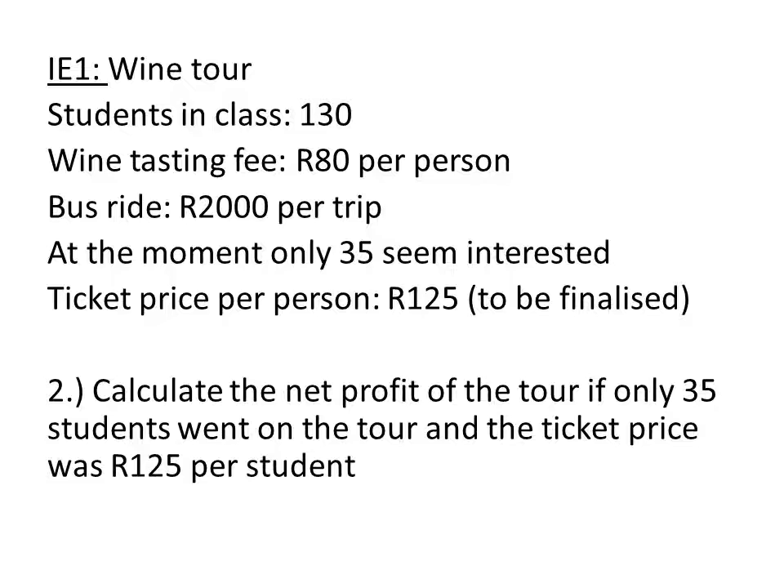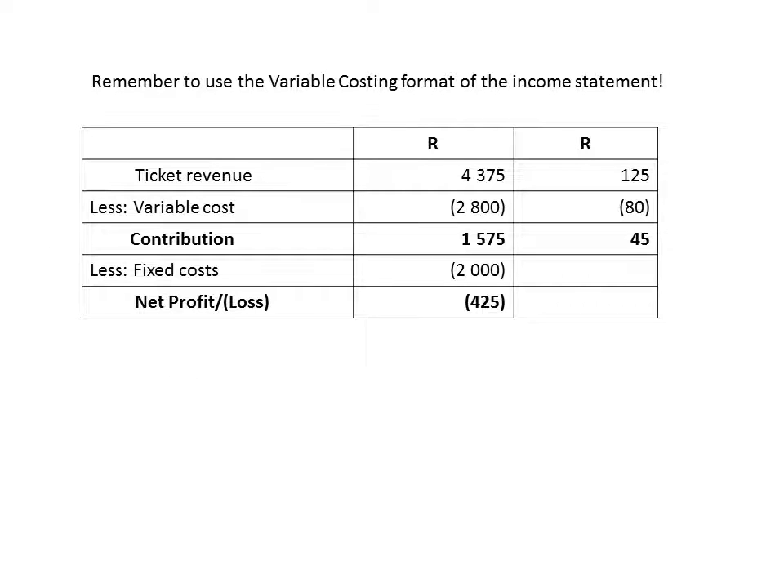Number 2. Calculate the net profit of the tour if only 35 students went on the tour and the ticket price was 125 Rand per student. What is the quickest way to do this? Well, quickest way would be to say the number of students, 35, times the contribution per student, less the fixed cost. Or you can do an income statement like this.